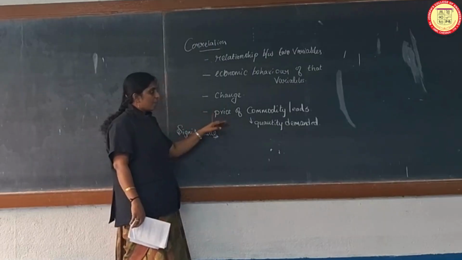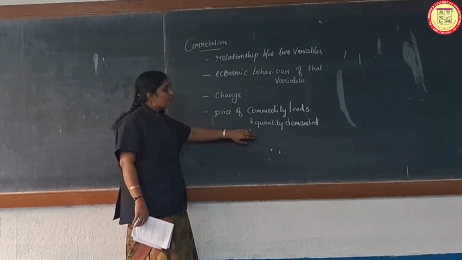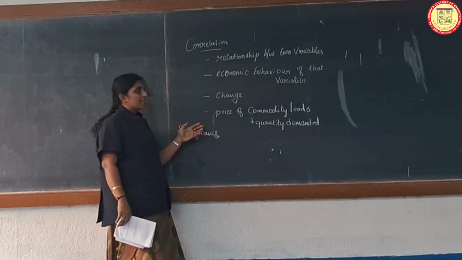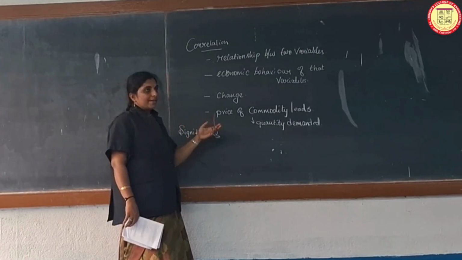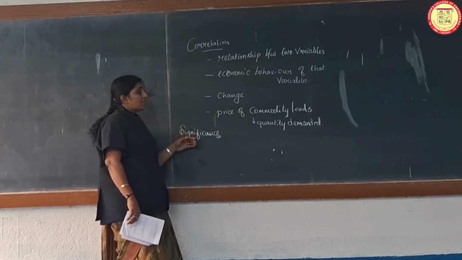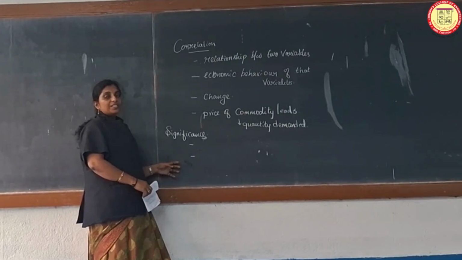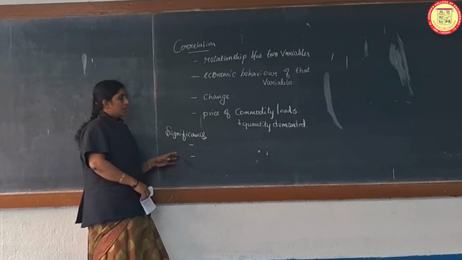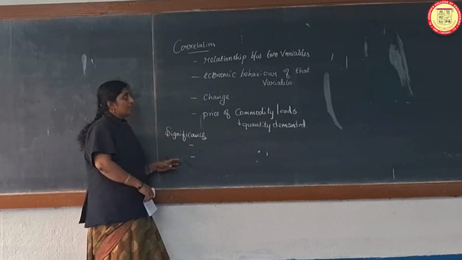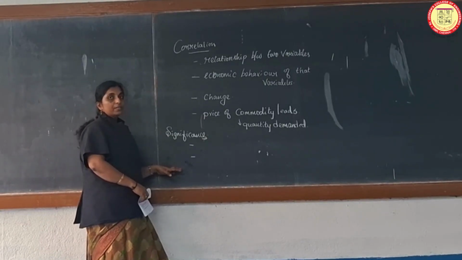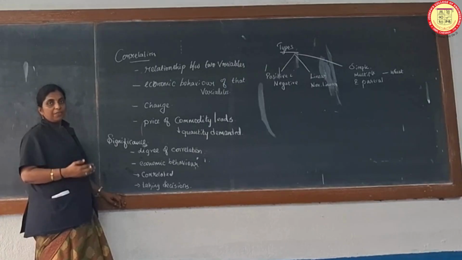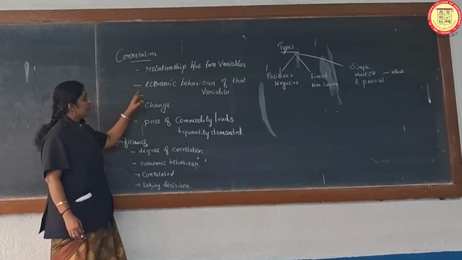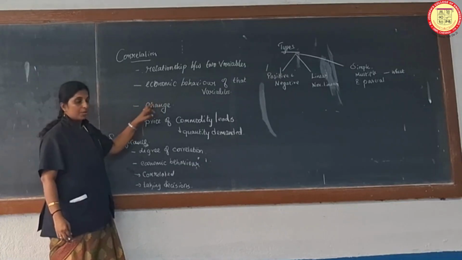For example, a change in the price of a commodity leads to a change in the quantity demanded. And one more example: when employees' salaries increase, the outcomes also increase. Next, the significance of correlation: correlation determines the degree of correlation of those variables, and is also used to find out the economic behavior of the variables. So correlation is a statistical tool used to study the relationship between variables.